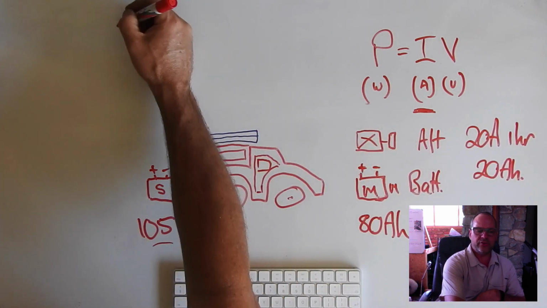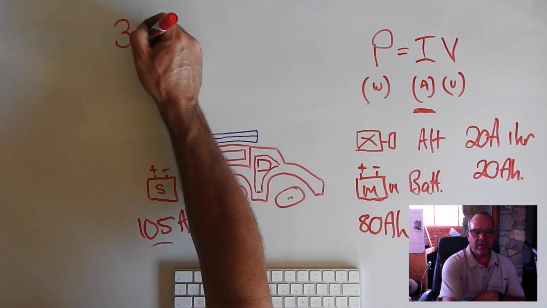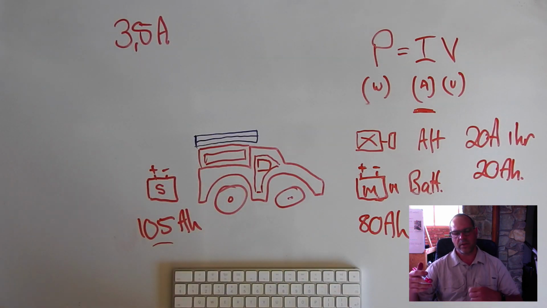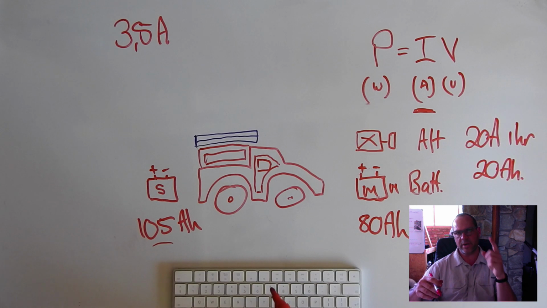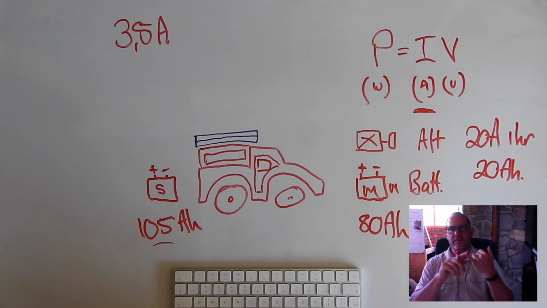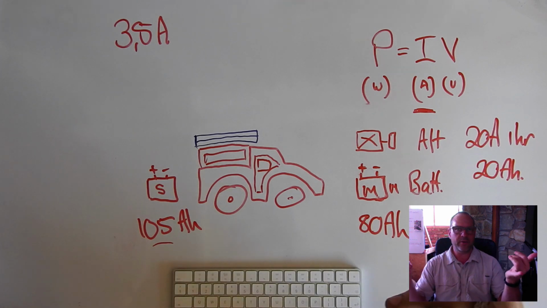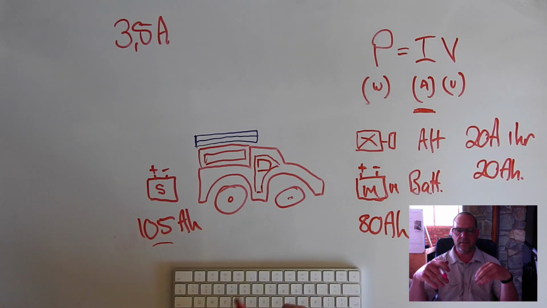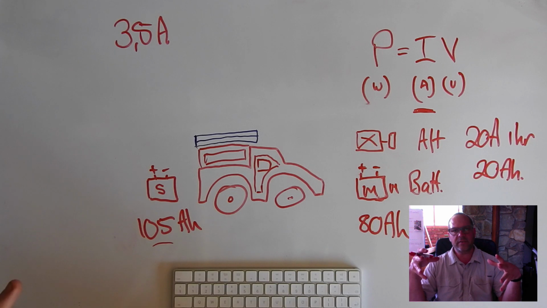A typical fridge runs at about 3.5 amps if it draws current. Now, the 3.5 amps is when the motor is running on a typical fridge. The efficiency of the fridge plays a role in how much power it uses. So the better insulated it is, the less it will run. The worse insulated fridges will run for longer.